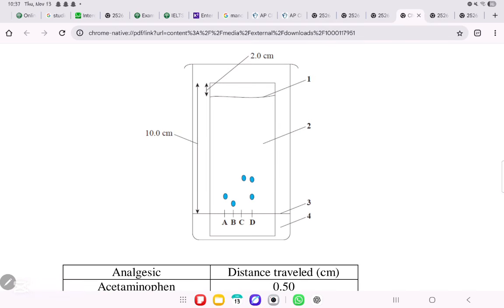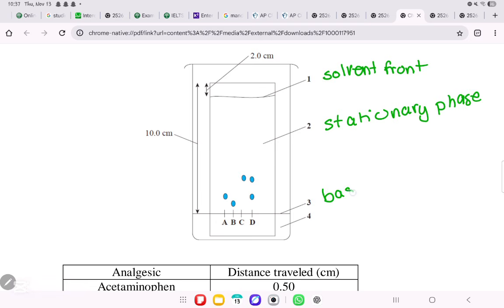1 is known as the solvent front. It's basically the maximum point the solvent reaches. 2 is the stationary phase because it's what? It's a thin layer of silica on glass. So it's the stationary phase. 3 is the baseline, which is the starting point of where you put the solvent. So the baseline. And then 4 is what? 4 is the solvent itself, or in other terms, the mobile phase. Okay? So that's it for part 1.